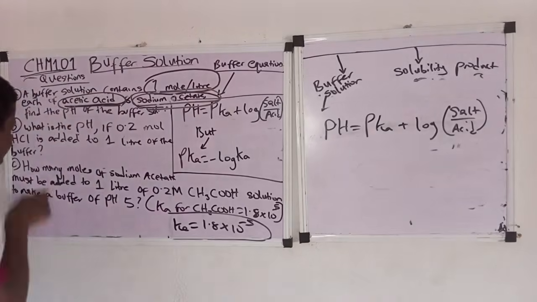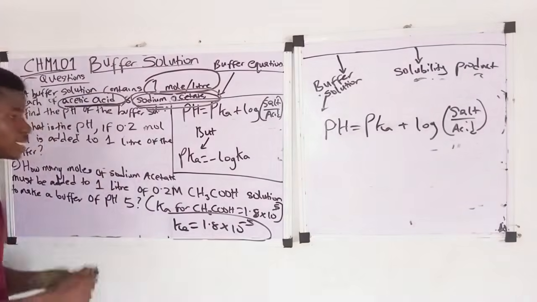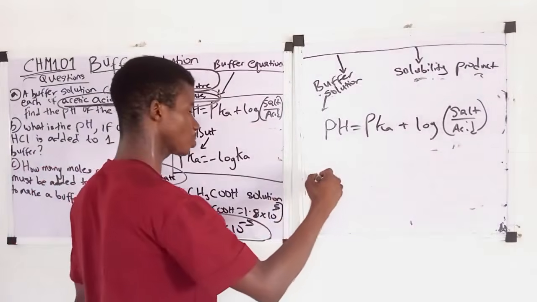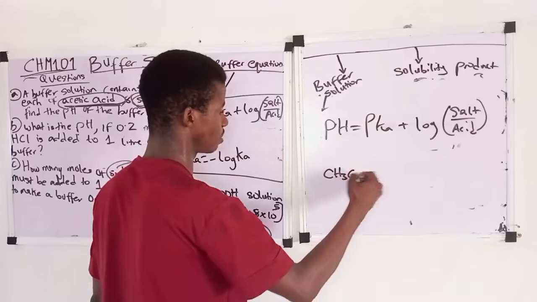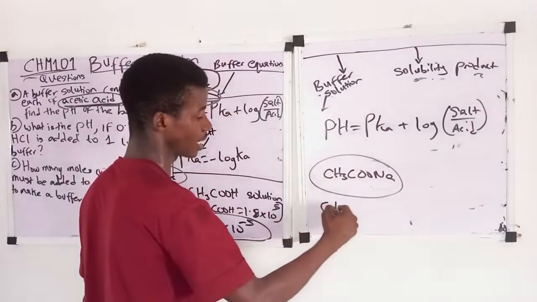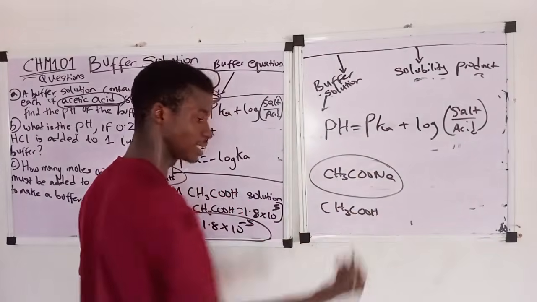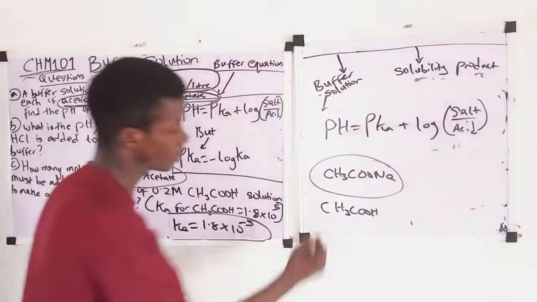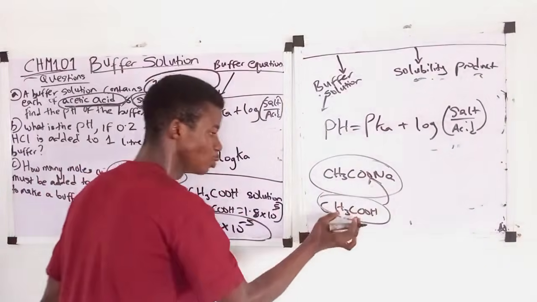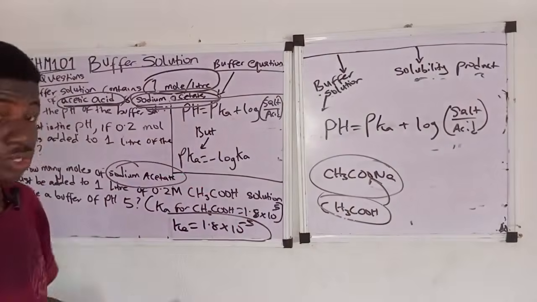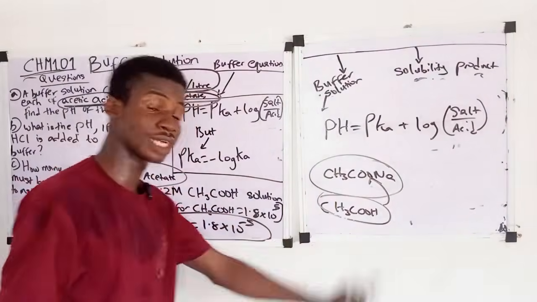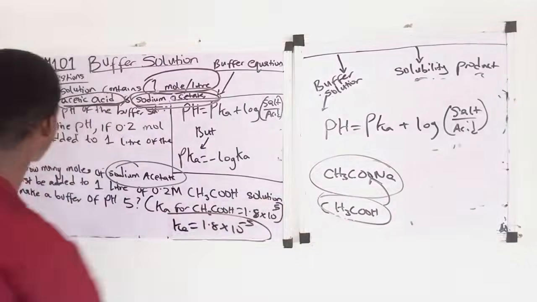Now if you look, they say how many moles of sodium acetate? Remember, I told you guys, this is sodium acetate here, which is the salt of the acid, right? The acid is acetic acid, or ethanoic acid. So this is the salt, and this is the weak acid. Remember, an acidic buffer solution is made up of a weak acid and its salt, right? So this is the salt, and this is the weak acid.